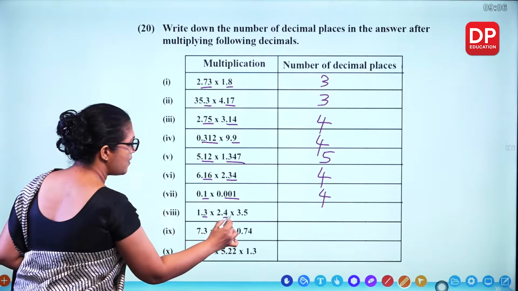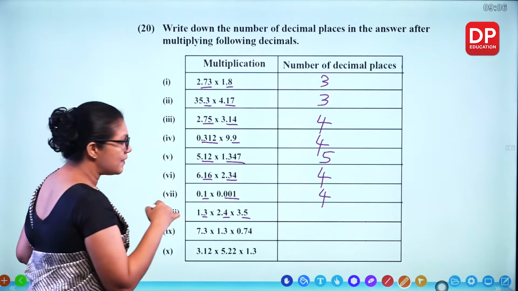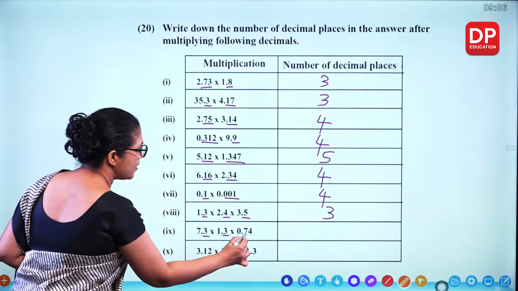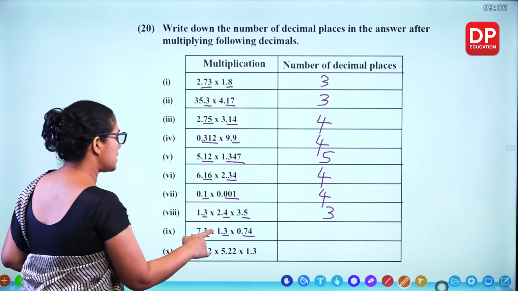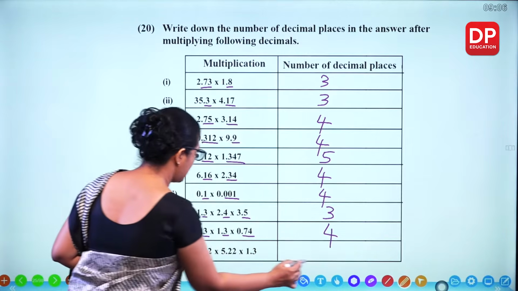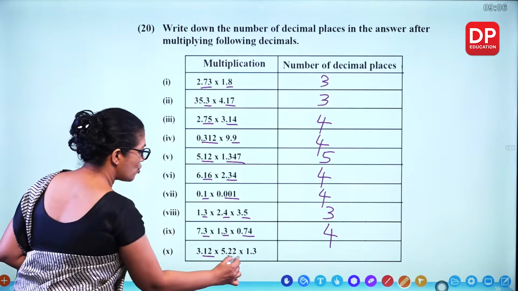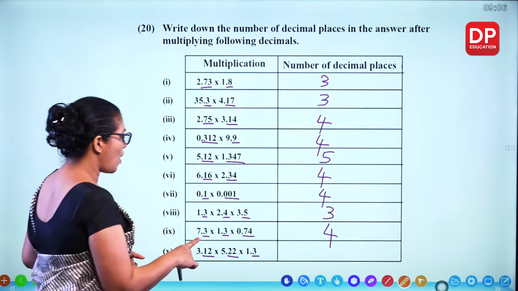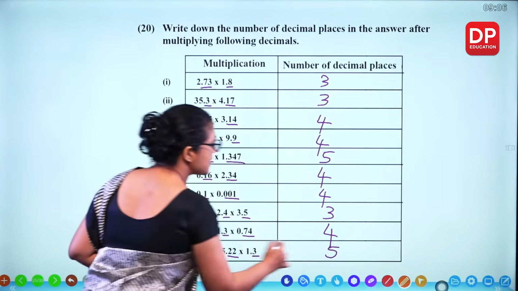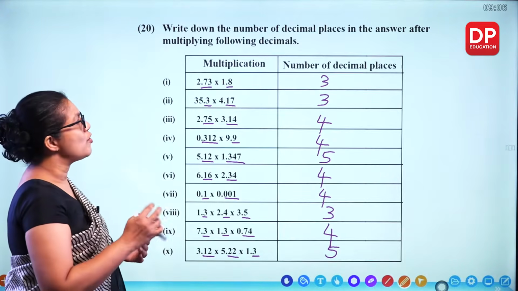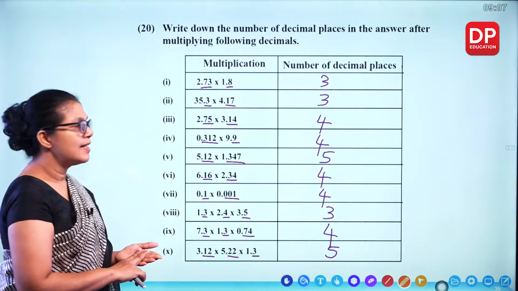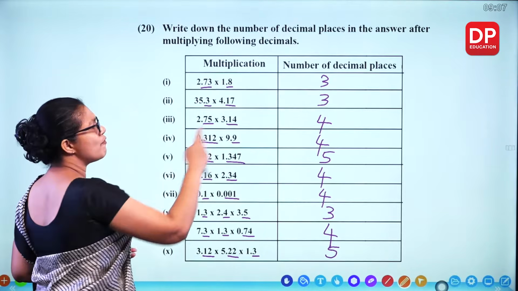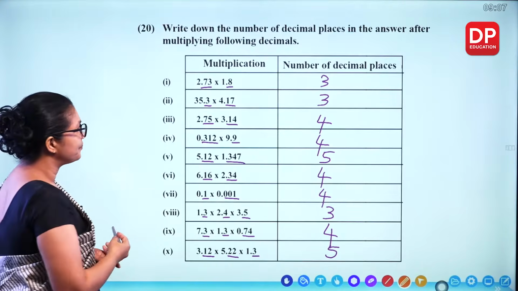Here 1, another 1 and another 1, altogether 3 places are there. 1, 1, 2, you get 4 places. And here 2, 2, 1. 2 plus 2, 4, 4 plus 1, 5 places altogether. So when you are multiplying decimals, look at altogether how many places you need to keep for the answer.